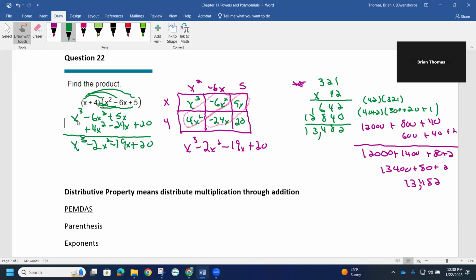Or again, you could go from left to right. X cubed minus 2x squared minus 19x plus 20. It may be easier to add from left to right than from right to left, since we have that going on there. So again, addition order does not matter on this. You can go this way or this way. It may make better sense to go from left to right. So essentially, a binomial times a trinomial, since we're trying to find the product, we actually are using what's called the distributive property. So to remove the parentheses, we have to multiply through the addition.